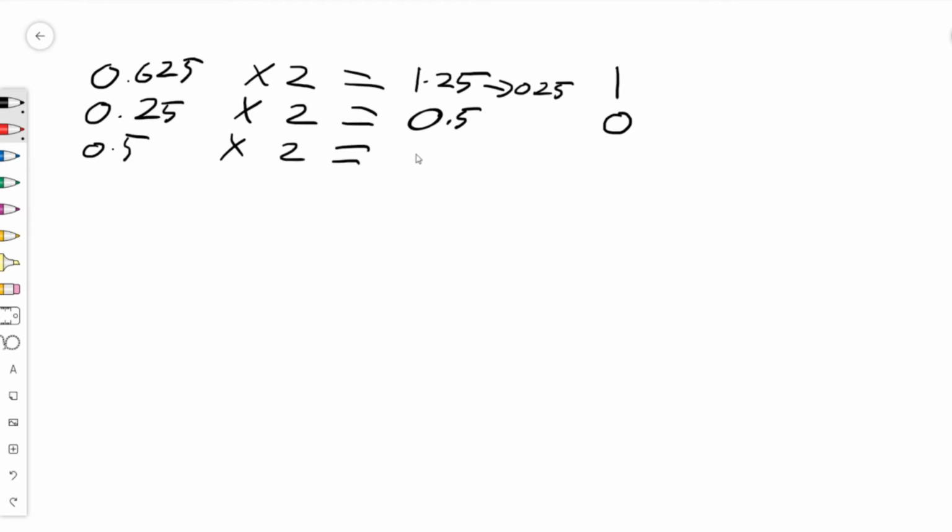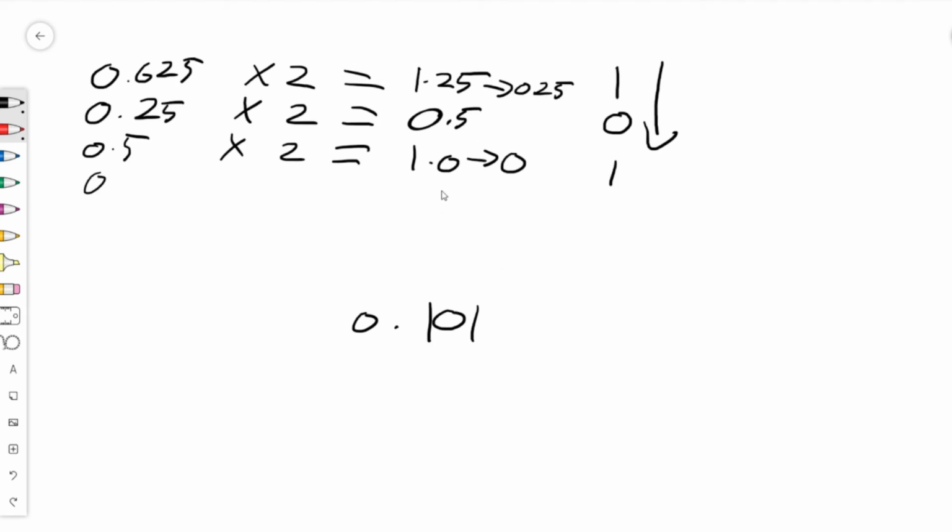0.5 times 2 is 1. So we're going to take that 1, take away the 1 here to make it 0, and of course we know we're left with 0, so that means we are finished. Going from top to bottom, we have the numbers 1, 0, 1. 0.625 in binary is 0.101.